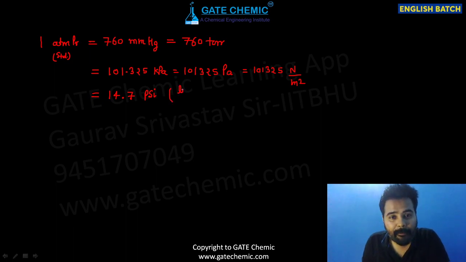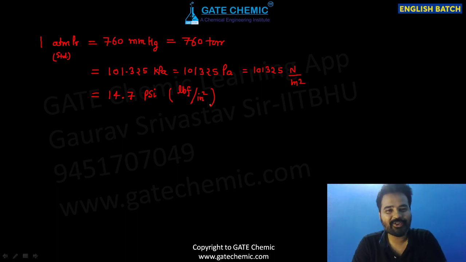It's pound force per square inch. Pound is the unit of mass. So is pressure a mass per unit area? No, it's force per unit area. I hope you understand, everyone. Very good, Divya Prakash. So it's pound force per square inch.